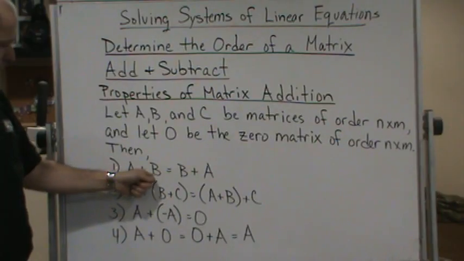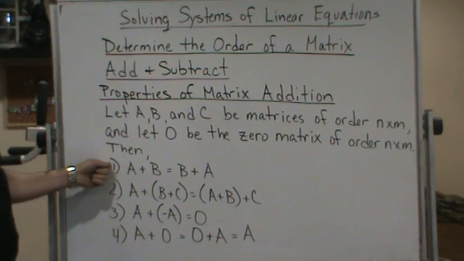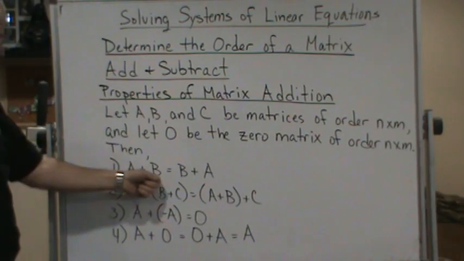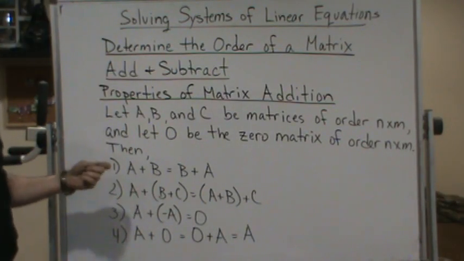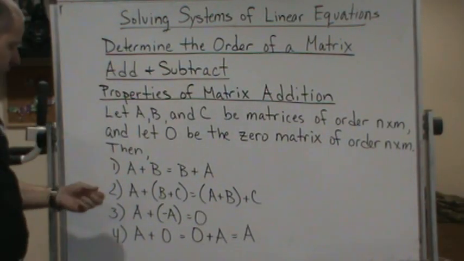Which means A plus B is the same as B plus A. So this is the commutative property. Commute, right? Moving around. You can move. It doesn't matter the order in which you add matrices. So that's the commutative property of matrix addition.